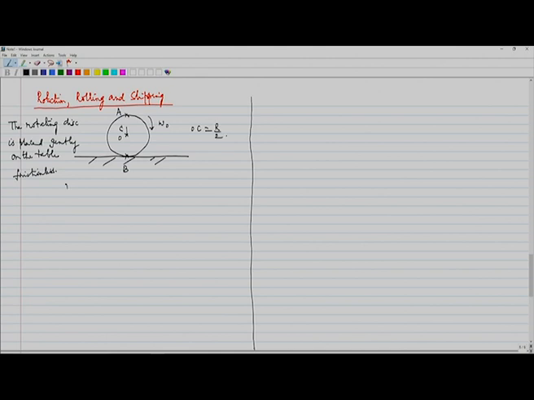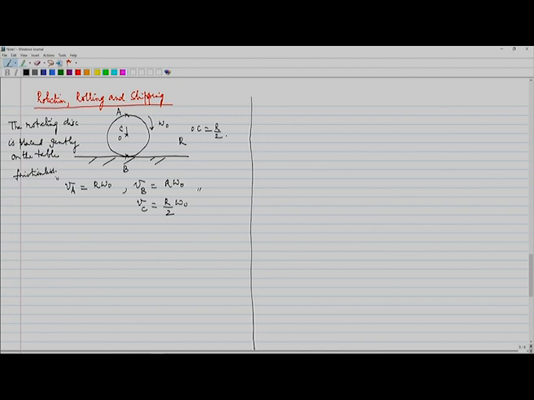What is happening? What is the linear velocity at A? Linear velocity at A is R omega, and radius is R, therefore R times omega naught. What is the linear velocity at B? Linear velocity at B is equal to R times omega naught. What is the linear velocity at C? Again, whatever is the radius, radius is R by 2 and omega naught remains the same.